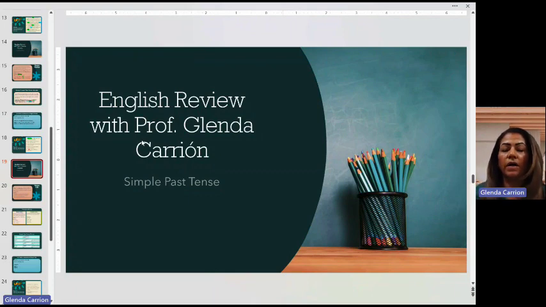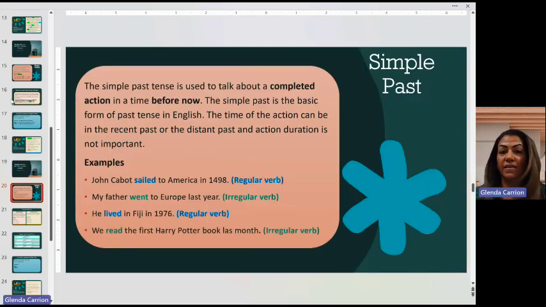Today we're going to work on simple past tense. And what is simple past tense? The simple past tense is used to talk about a complete action in a time before now. The simple past is the basic form of the past tense in English. The time of the action can be in the recent past or in the distant past, and action duration is not important. So it's simply an event that was in the past and it's gone, it's finished.